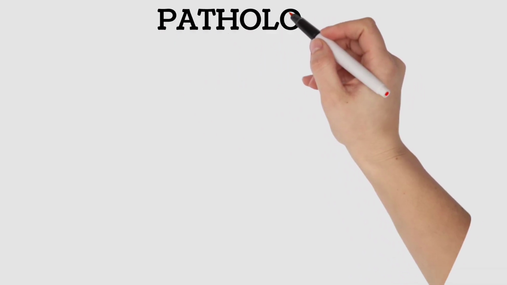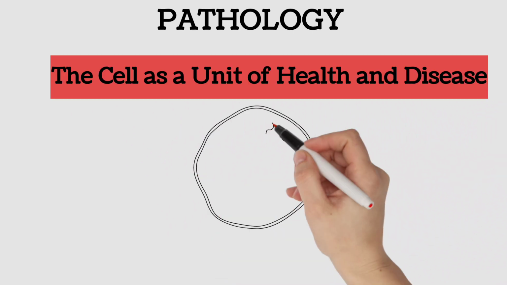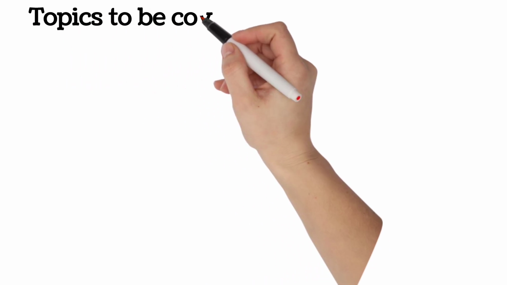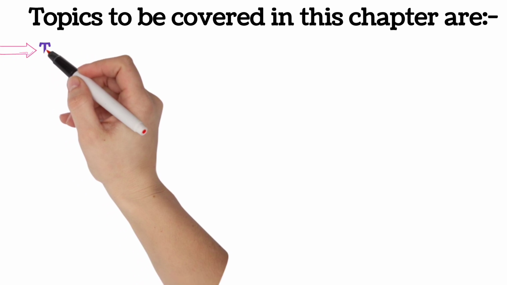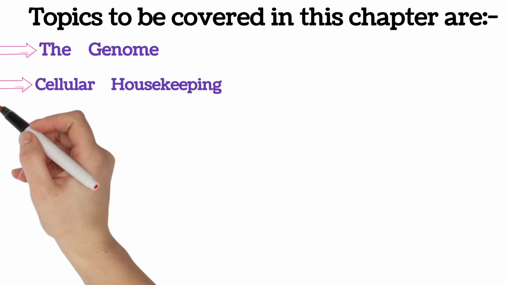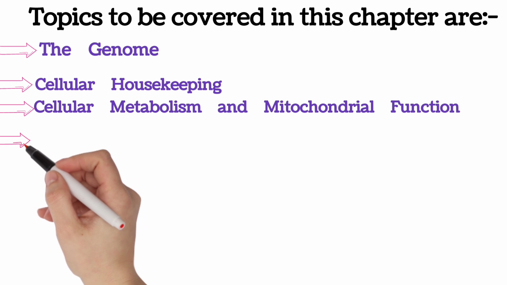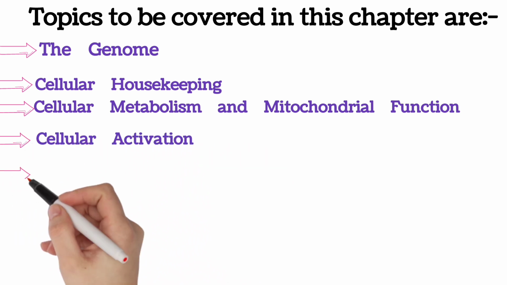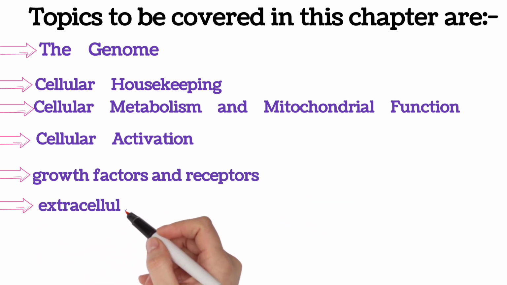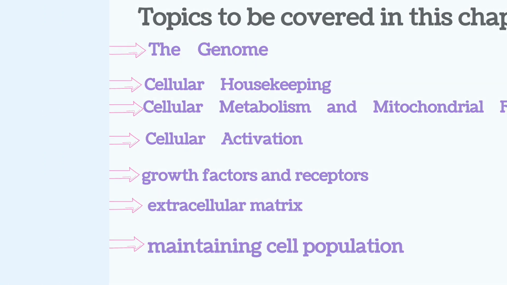Welcome. Today we are going to study the first chapter of Robbins Pathology, the cell as a unit of health and disease. So let's begin. We will try to decode the complete Robbins. The topics to be covered in this chapter are the genome, cellular housekeeping, cellular metabolism and mitochondrial function, cellular activation, growth factors and receptors, extracellular matrix, and maintaining cell populations.